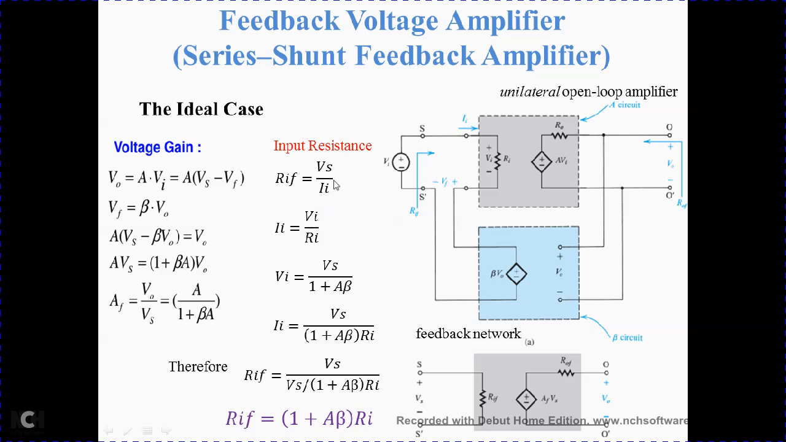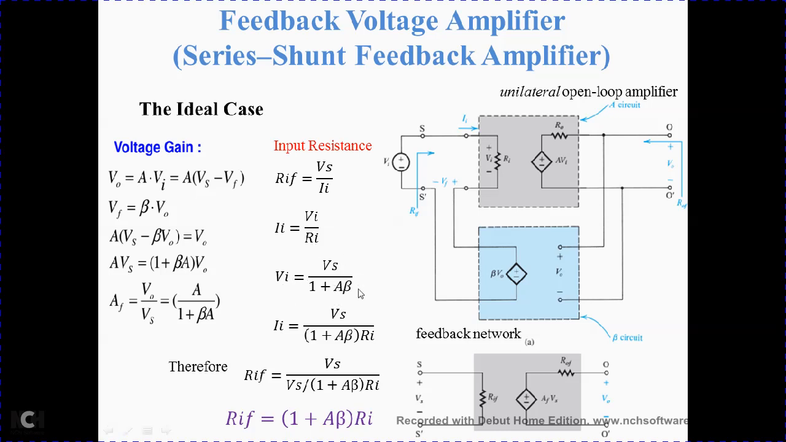So what is Ii? By looking at this diagram, you can see the current flowing through the resistor Ri is Vi by Ri, by Ohm's law. What is Vi? It's the difference of these two: the difference of Vs and Vf gives Vi. And if you solve for it, you get Vi is equal to Vs divided by 1 plus A beta.